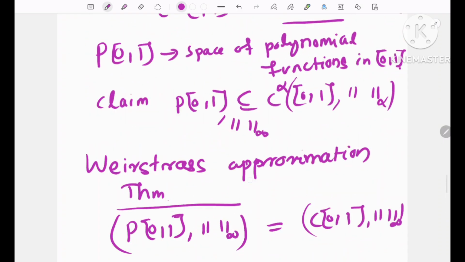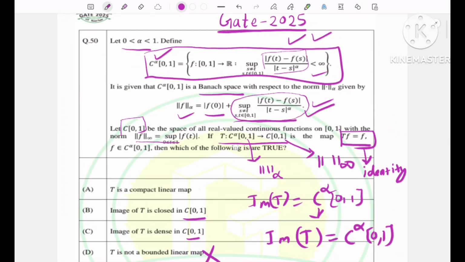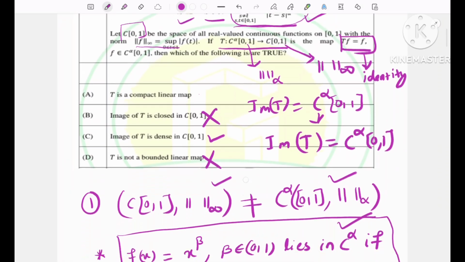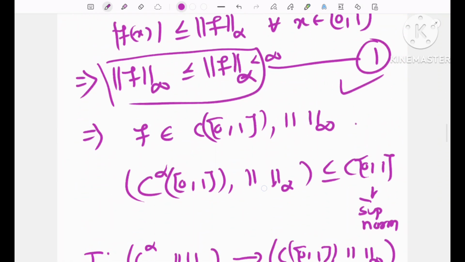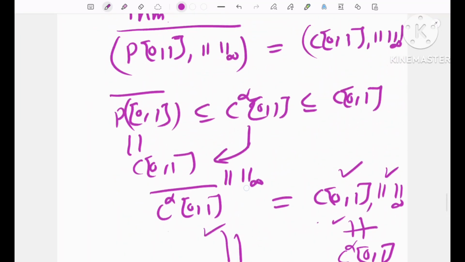If we establish our claim, then we will verify these two options. That the image of T is closed is not true, because the closure of the image of T will come to C[0,1], so it is not true. And the image of T is dense in C[0,1]. It is true by the Weierstrass approximation theorem. But before that, we have to show that this C alpha contains all the polynomial functions. We will establish it using real analysis tools, and it is easy.